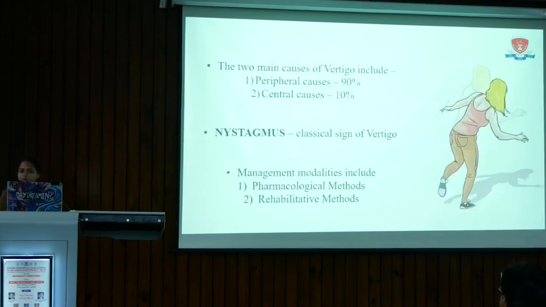There are two main causes of vertigo, which include peripheral or central vestibular disturbances, out of which peripheral vestibular disturbances account for 90% of the causes of vertigo. Nystagmus is a classical sign of vertigo, and the management modalities of vertigo include pharmacological and rehabilitative methods.